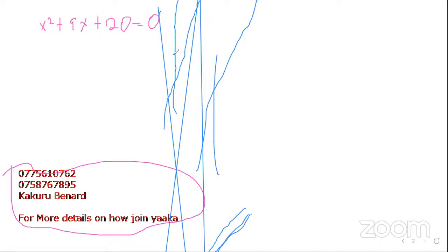Okay, now let me leave this one. Now the information you have taken it out. We are going to put it again. Okay, we are going to get two numbers that we multiply to get 20. And when we add them, we get 9. 4 and 5. 4 and 5.